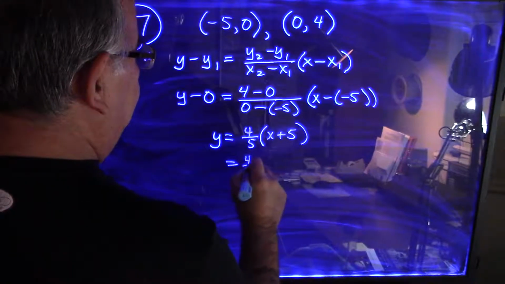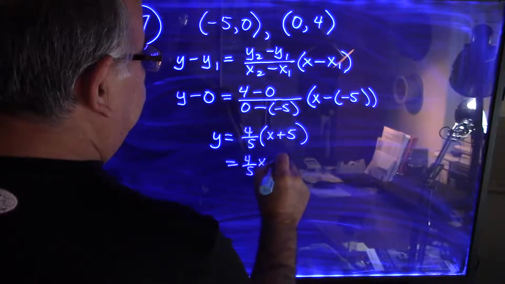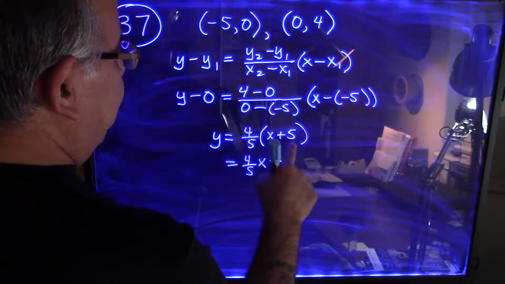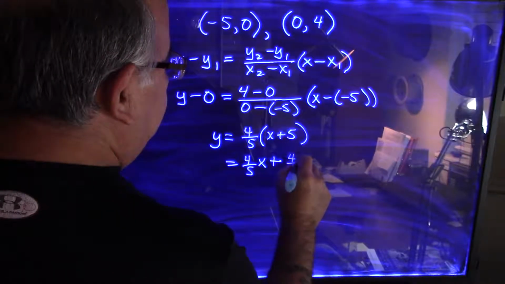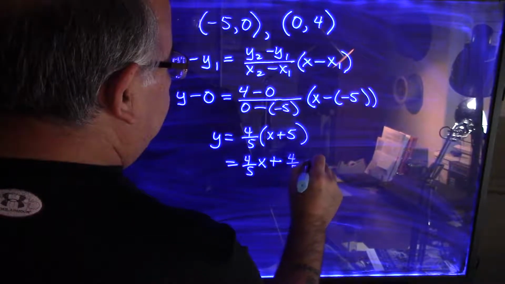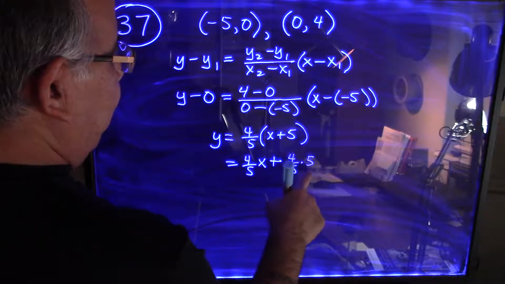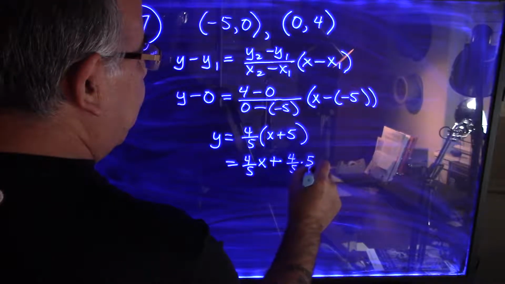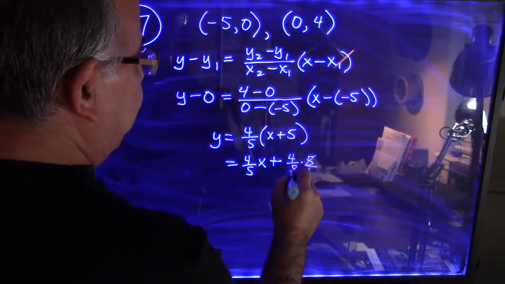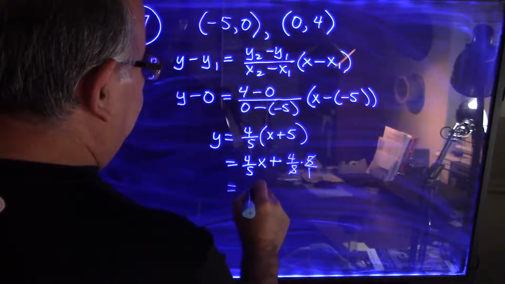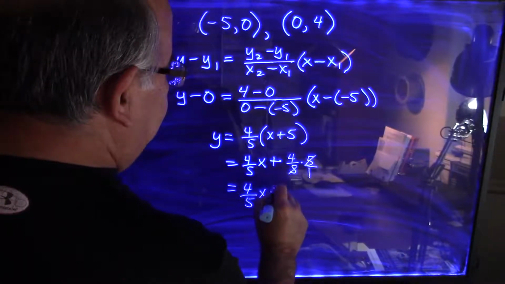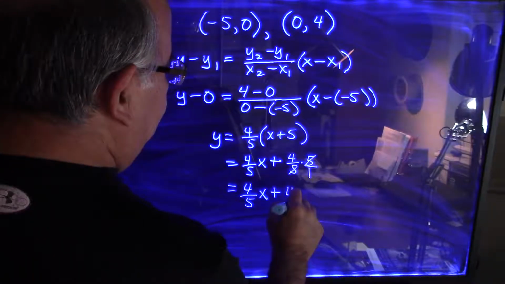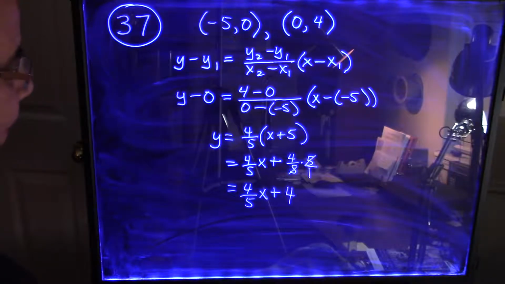You got 4/5 x plus, now you got 4/5 times 5. Think of that as 5 over 1, if you wish. And you can cancel the 5s. Alright, so what you get is 4/5 x plus just 4. 4 over 1 is 4. Alright?